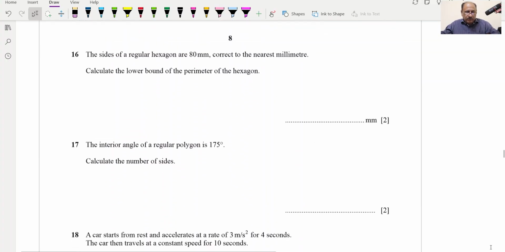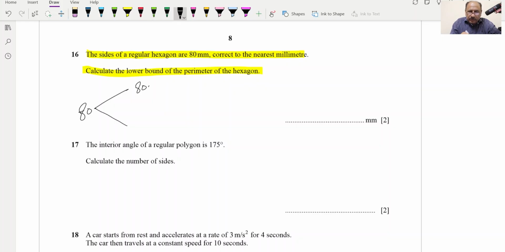Hopefully you understood this. Then question number 16 says that the sides of a regular hexagon are 80 millimeter, correct to the nearest millimeter. Calculate the lower bound of the perimeter of the hexagon. So for 80, we can check the upper bound and lower bound. This will be 80.5 and 79.5, 79.5, because nearest millimeter.